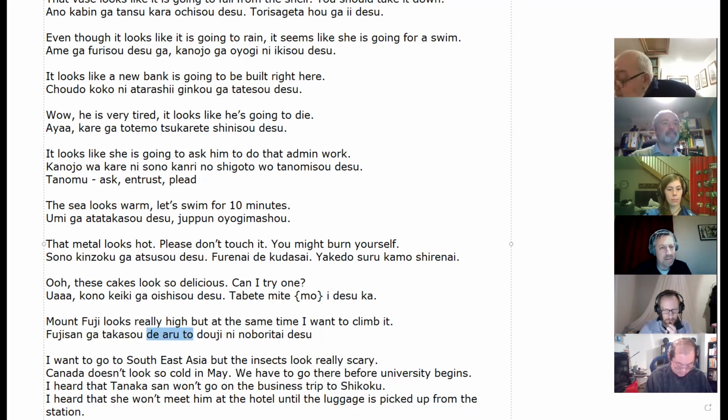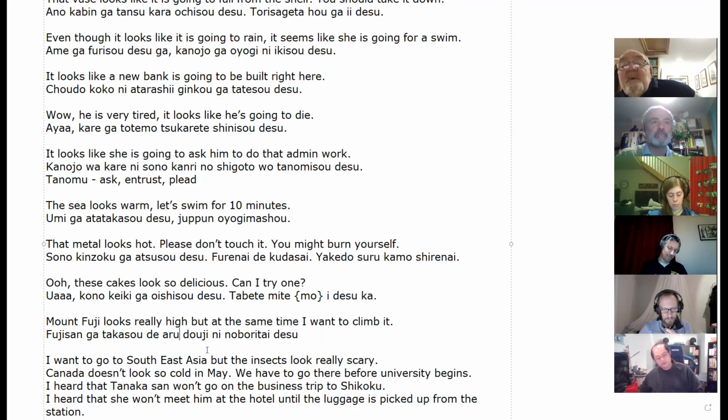Andy, should you have to doji ni? Sorry, you're correct. So just de aru doji ni. Yeah, I was going to ask about that actually, because I wasn't really sure if I should be using doji ni here at all, because it doesn't really mean like I see Mount Fuji and at the same time I want to climb it. It means even though it's high, I want to climb it. So is it really the right thing to use at all?